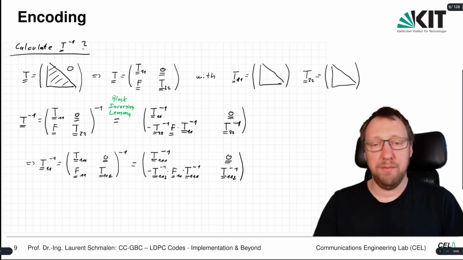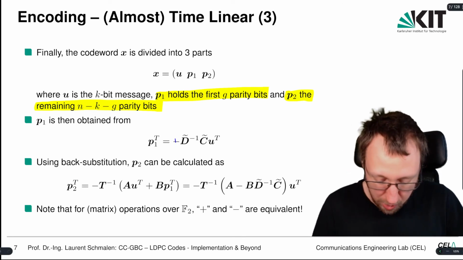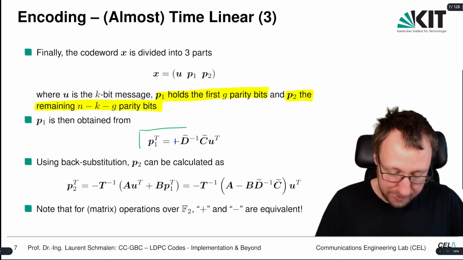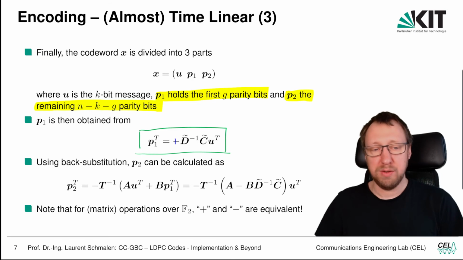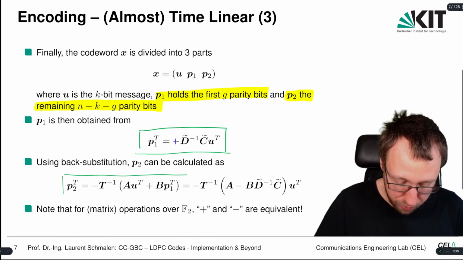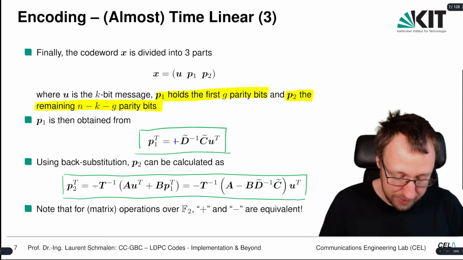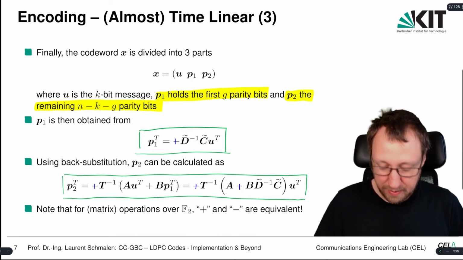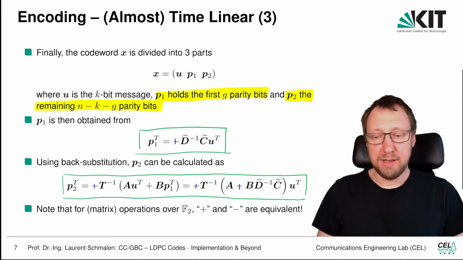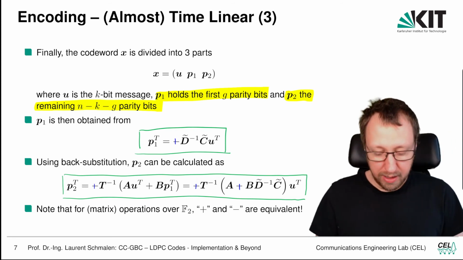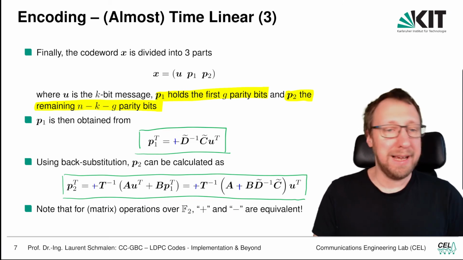Okay, to summarize, we have our expressions. P1 is obtained by this: minus D tilde inverse times C tilde times U transposed. And we can get P2, which is given by this expression as we have just calculated. Essentially that means we have solved this problem, and we can now take a look at the complexity of this.